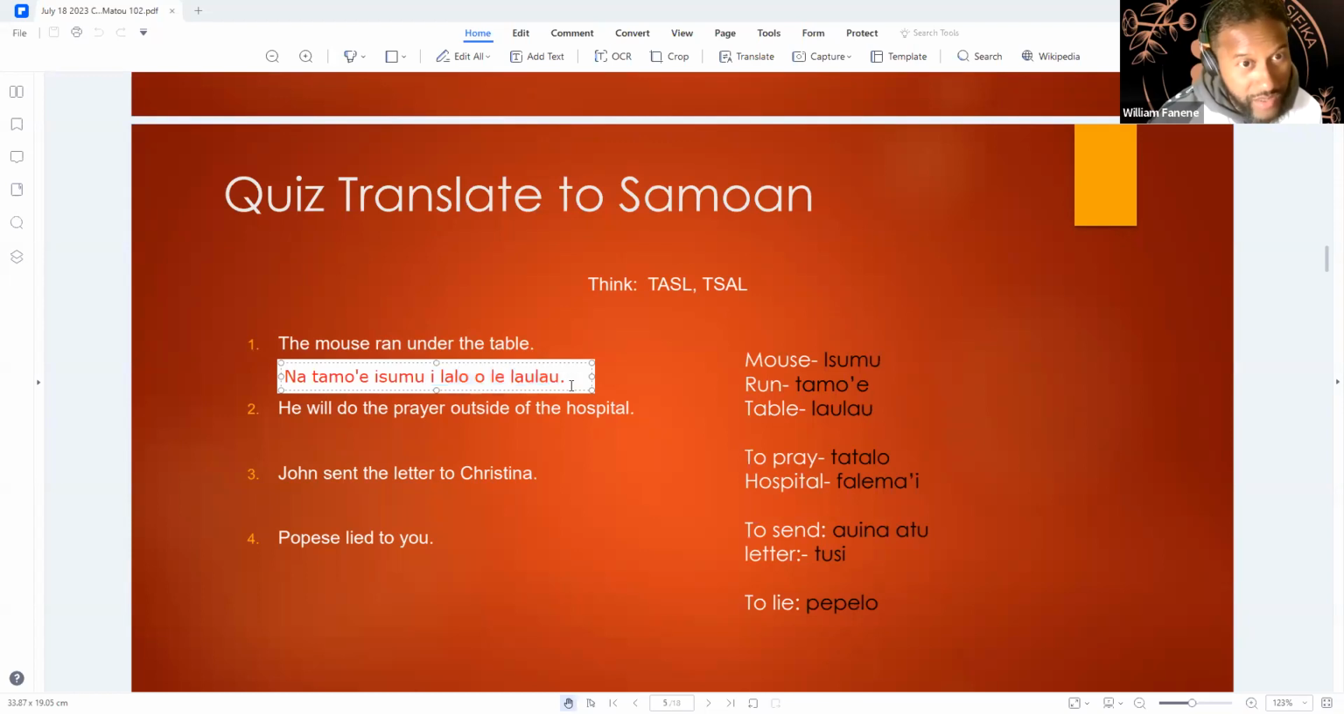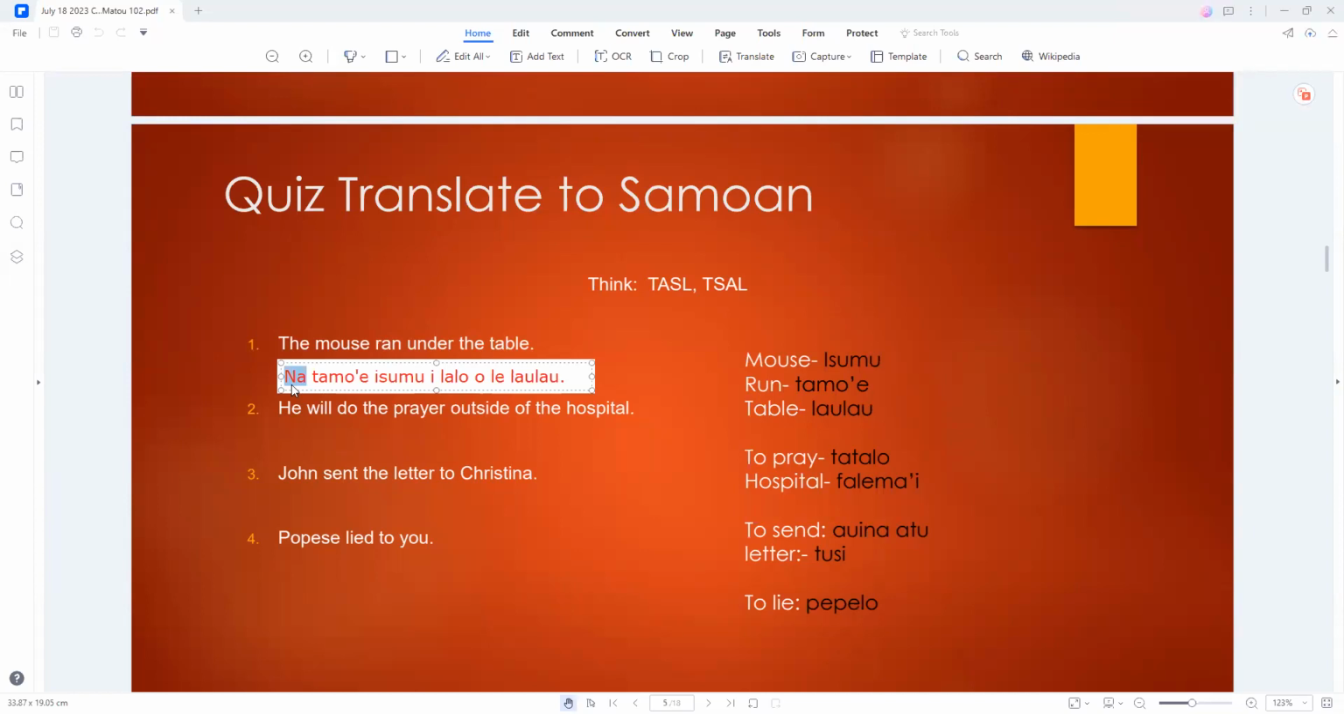All right. So there's a couple different ways that we could say ua or we could say na. So this is great. The way that it's written here, I would think na is more important. But if someone were to ask me, man, what happened to the mouse? And if I say ua tamoe, like the mouse has ran under the table, like we need to do something about it, then I would probably use ua. But if I'm just telling you, man, the mouse ran under the table, it's been down there for a while, then na. So na tamoe. And then our subject is isumu. Now, is there anything you would change about this one right here? If I say na tamoe isumu ilalo o le laulau.